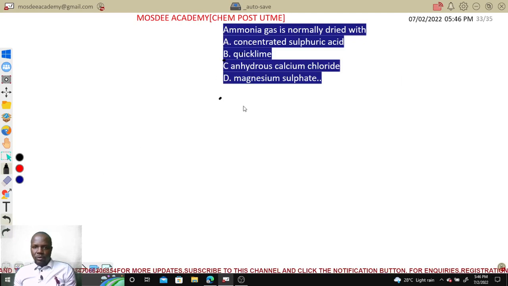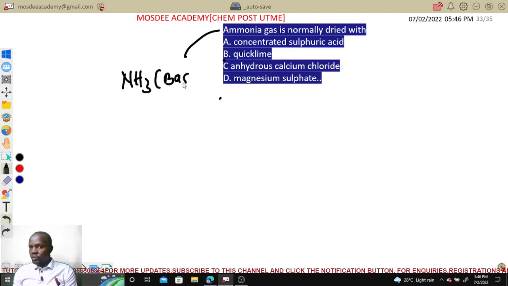This question is coming to this direction, and this is question 33 of 35. Ammonia gas is normally dried by. Now, ammonia is NH3, a base. Because it's a base, we cannot use an acid to dry it because it will react with the acid. So this one is wrong. Quicklime, yes, correct. Quicklime is used.